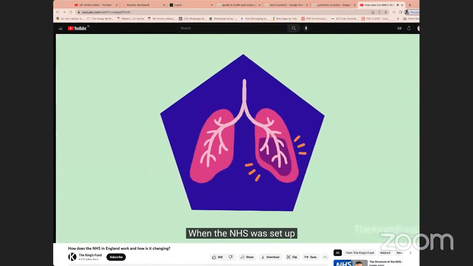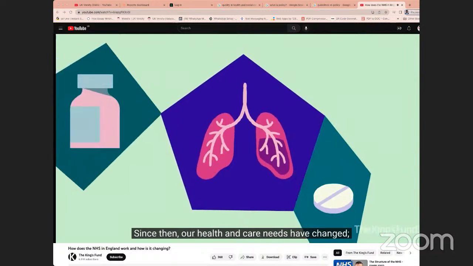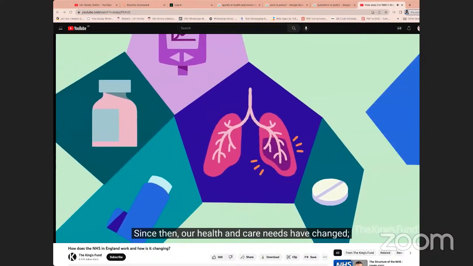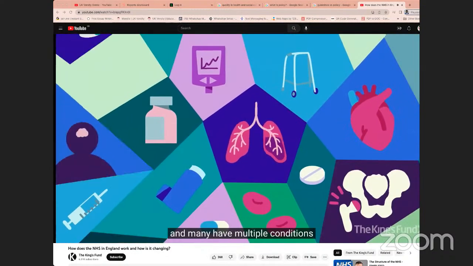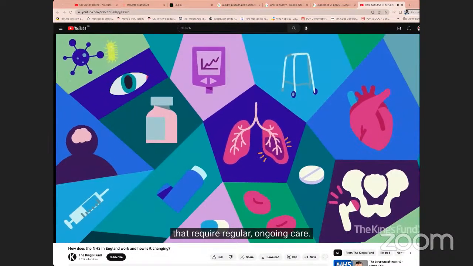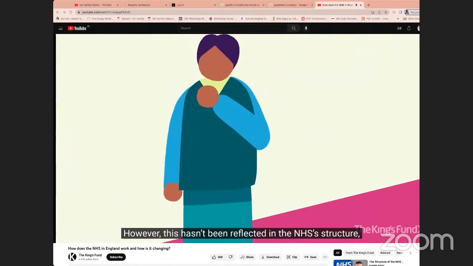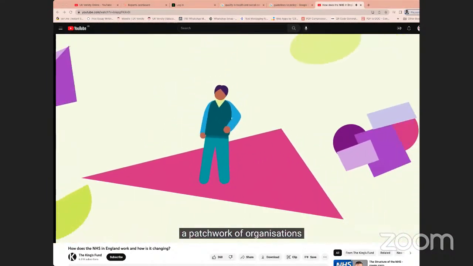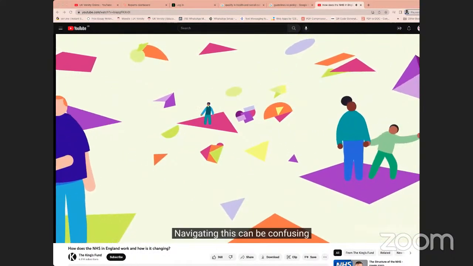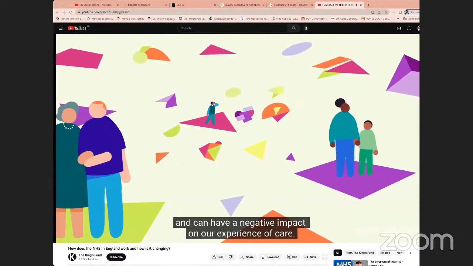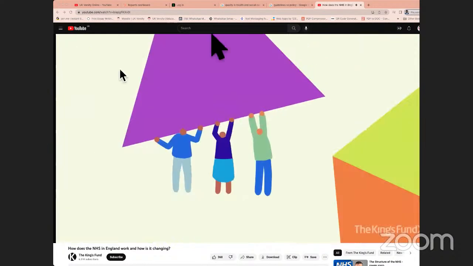When the NHS was set up, it focused on treating single conditions or illnesses. Since then, our health and care needs have changed. More of us are living longer, and many have multiple conditions that require regular, ongoing care. However, this hasn't been reflected in the NHS's structure, a patchwork of organisations that often work independently from one another. Navigating this can be confusing and can have a negative impact on our experience of care.